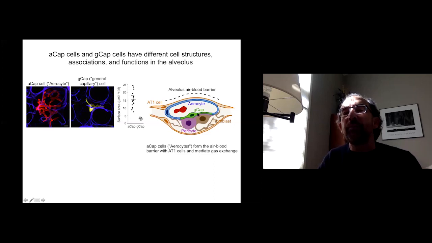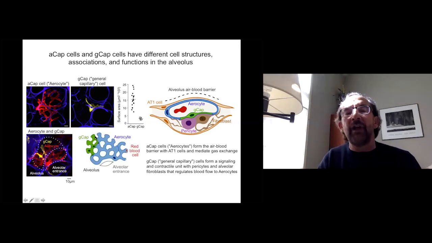They are very close by, and they are associated with other stromal cell types, pericytes and fibroblasts. And so you can have these G-cap cells immediately next to an aerocyte, the G-cap associated with pericytes and fibroblasts. We predict them to form a signaling and contractile unit with the pericytes and the fibroblasts that regulates blood flow to the aerocytes. So they seem to be playing a key role here in controlling how much blood gets into the aerocyte, and then as blood gets into the aerocyte, it is able to receive the oxygen from the alveolar lumen.